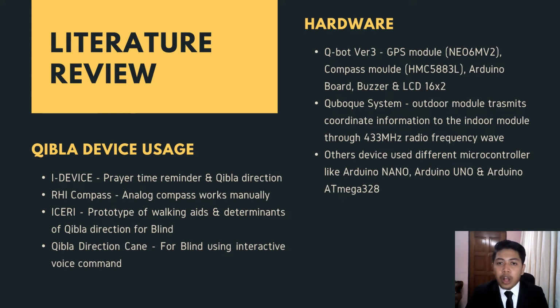Next, hardware. Qiblat version 3 uses a GPS module, compass module, Arduino board, buzzer, and LCD 16x2. In the Qiblat system, the outdoor module transmits coordinate information to the indoor module through 433 MHz radio frequency wave. Other devices use different microcontrollers like Arduino Nano, Arduino Uno, and Arduino Mega, which makes the device bigger. So this project wants to make the prototype small.